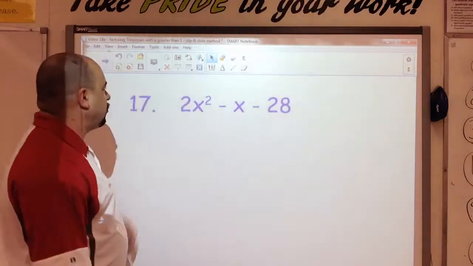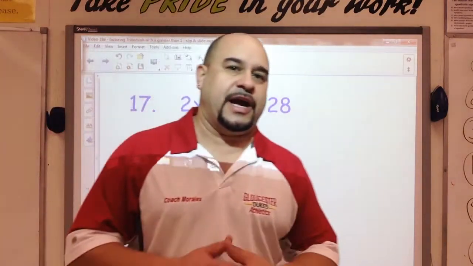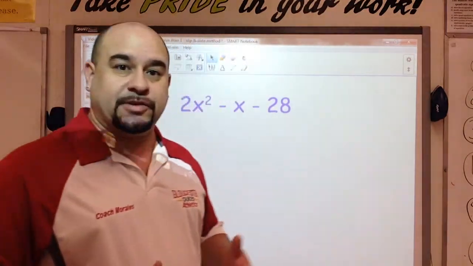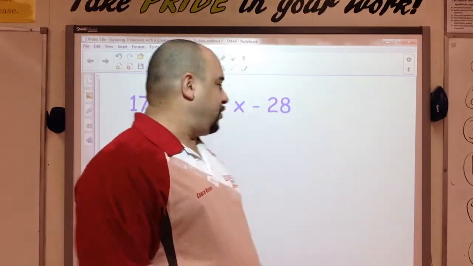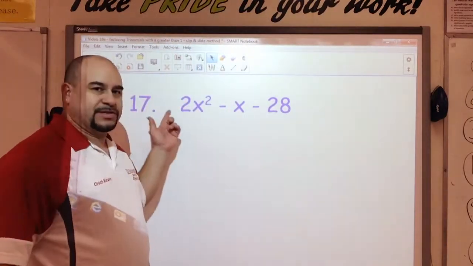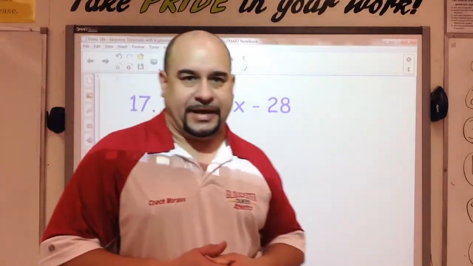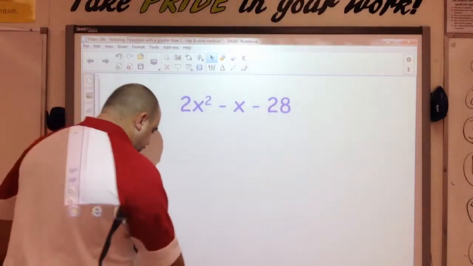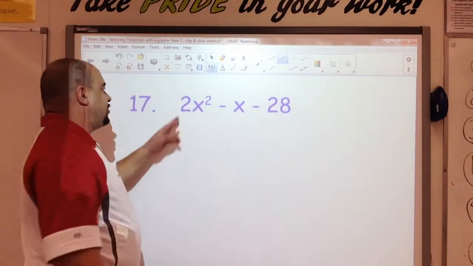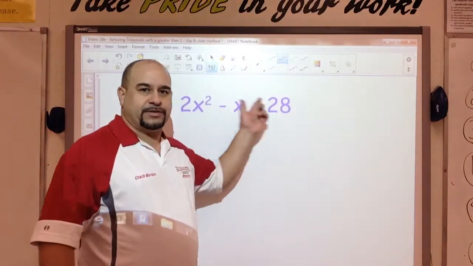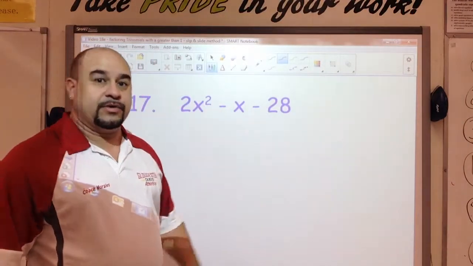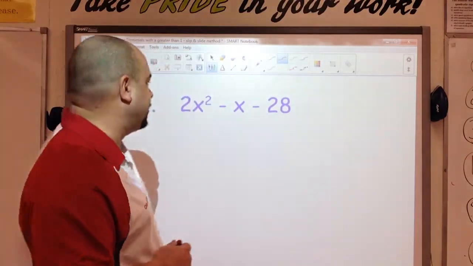First thing, always look for a GCF. If you don't see a GCF, that's okay. You move on to the next part. So we're going to start with number 17 on your notes packet. In this case, we don't have perfect squares. So then we're going to have to start with the slip and slide method.